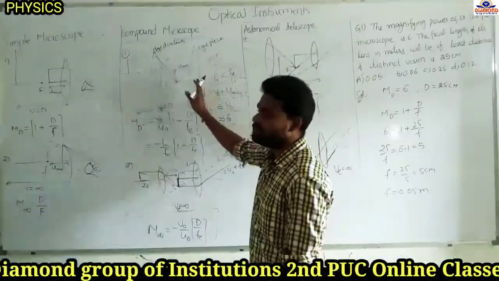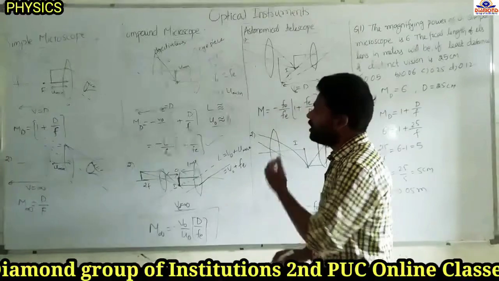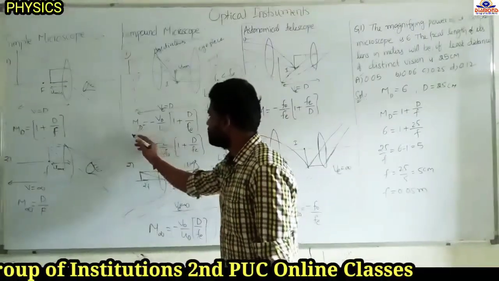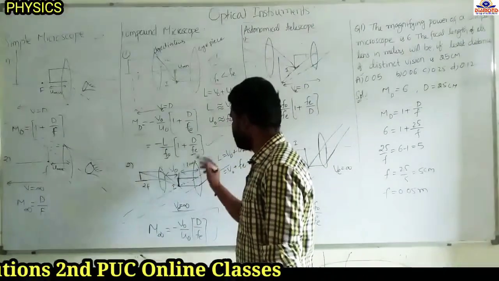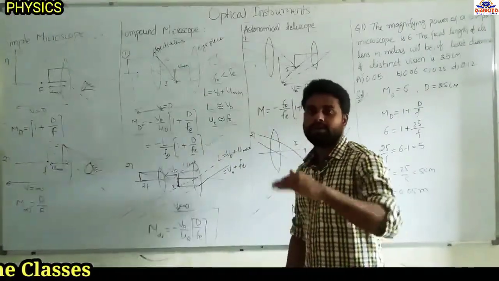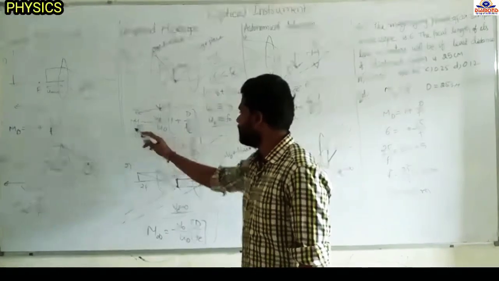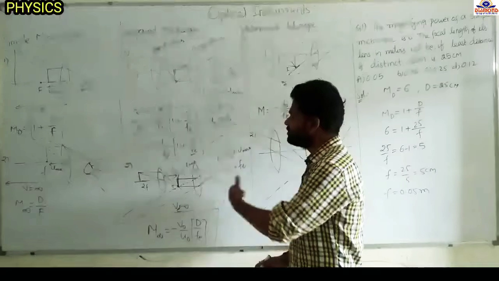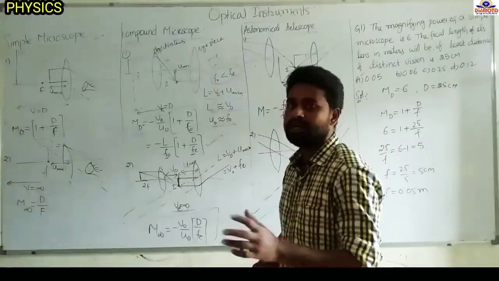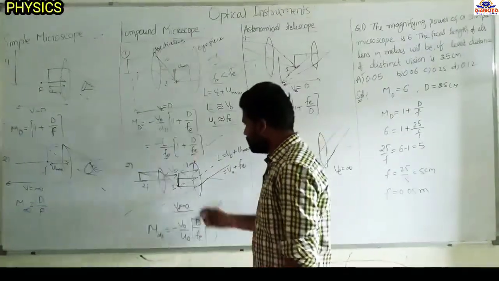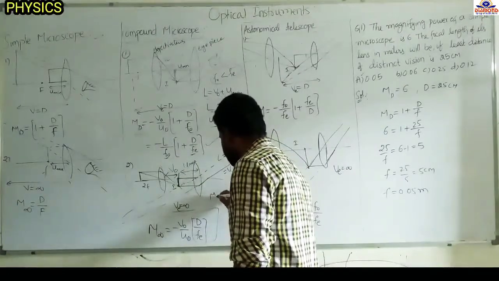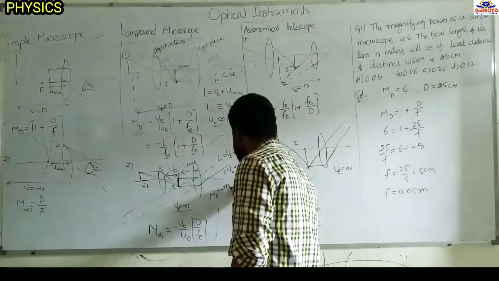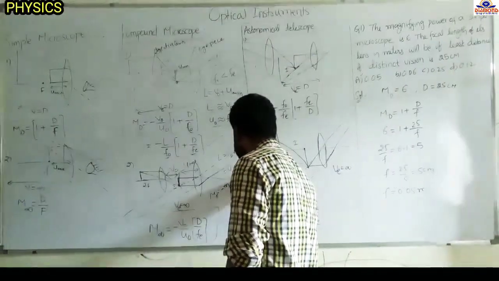That means this eyepiece is acting as a magnifying glass here. So to increase the magnifying power, what do we have to do? See, in the magnifying power we have f naught and fe in the denominator. So to increase this m, we have to decrease f naught and fe. If the focal length of the objective lens and the focal length of the eyepiece decrease, the magnifying power will increase. One more formula: magnifying power equals minus the magnifying power of the objective lens into the magnifying power of the eyepiece.